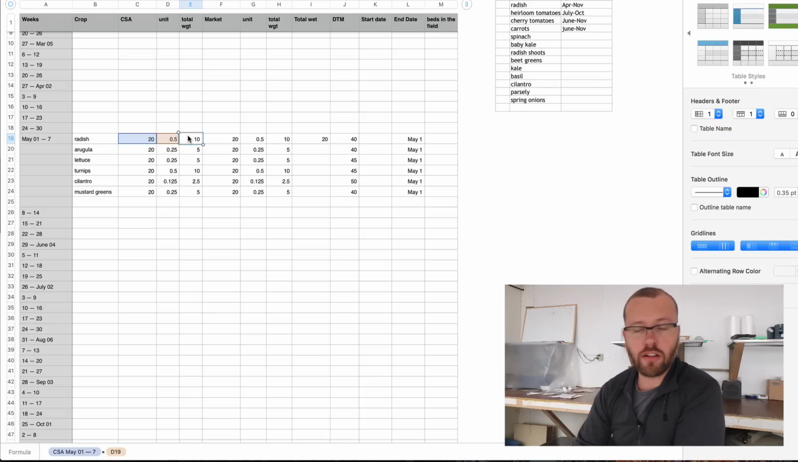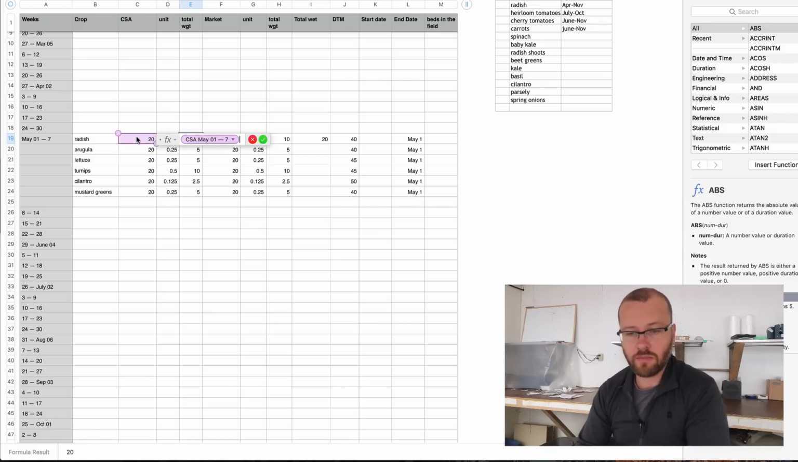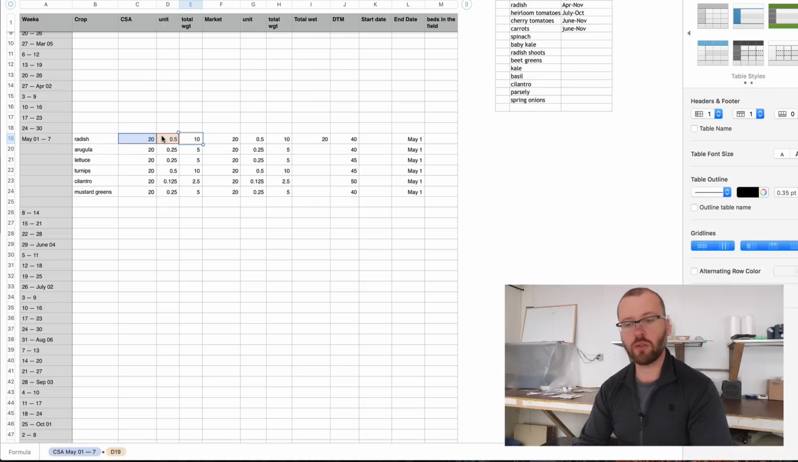Then I just figure out how much that weighs in total. You just click on this, and go equals this times this, equals 10 pounds. So for my total CSA harvest at this time, I need to have 10 pounds of radishes.